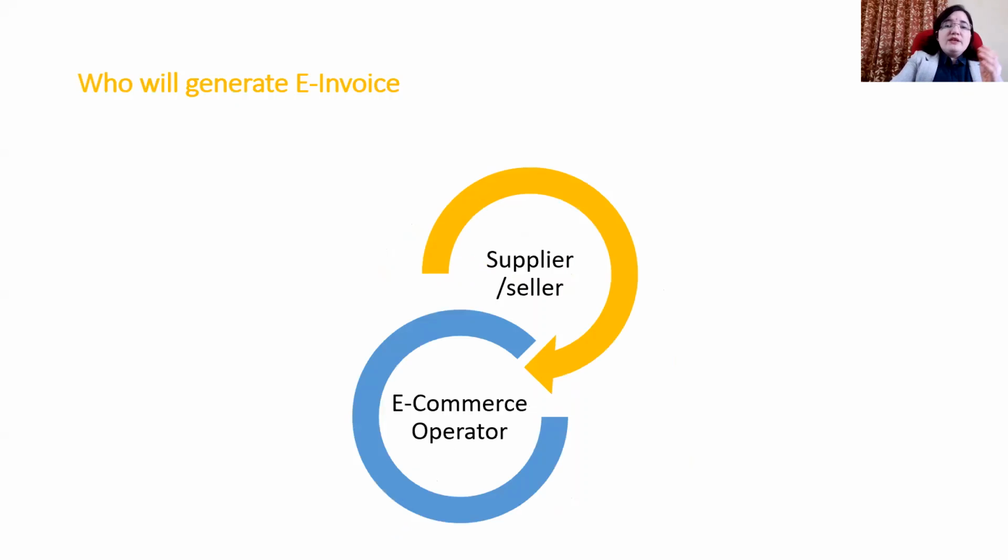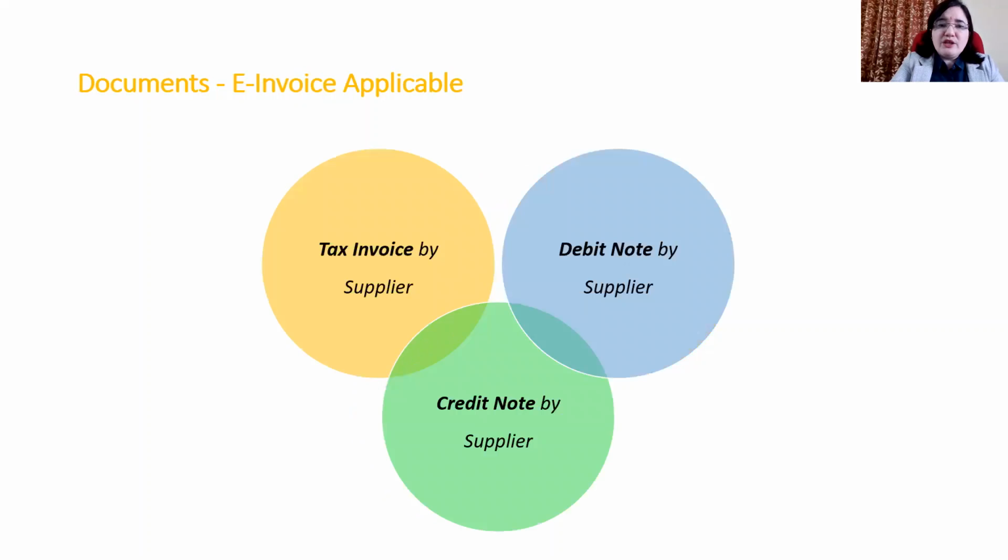So e-invoicing as a supplier. Keep in mind that e-invoicing is only applicable to the supplier or the seller. As a recipient, you're not required to generate the e-invoice. Only for the supply of goods and services as a supplier, e-invoicing is applicable. Along with the supplier, the e-commerce operator is also allowed to generate the e-invoice. Then the document for which e-invoicing is required to be generated is the tax invoice. So if you are issuing a tax invoice, then e-invoicing is applicable.